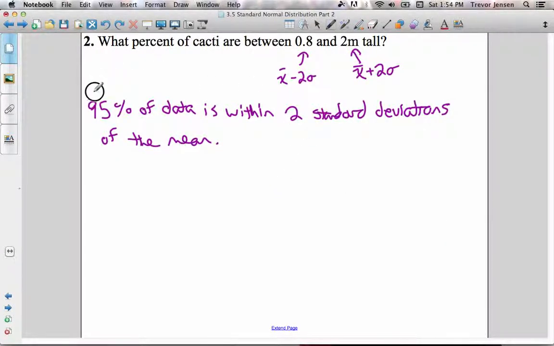So once again, 95% of the data is within 2 standard deviations of the mean. 0.8 is 2 standard deviations less, 2 is 2 standard deviations more. Therefore, 95% of the cacti would have a height between 0.8 and 2 meters.